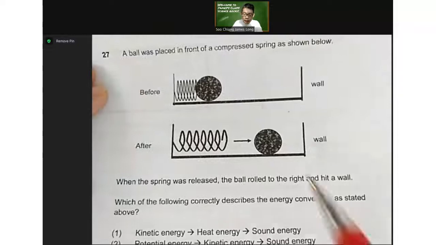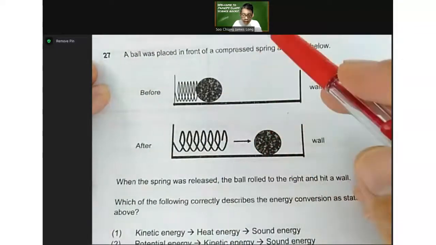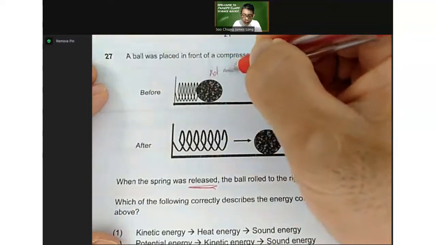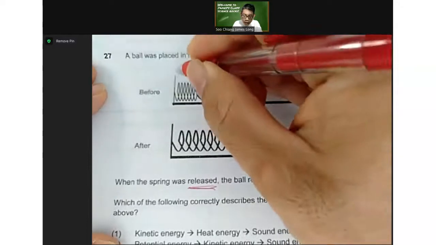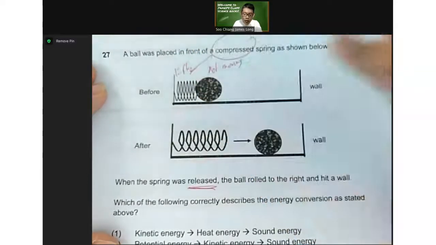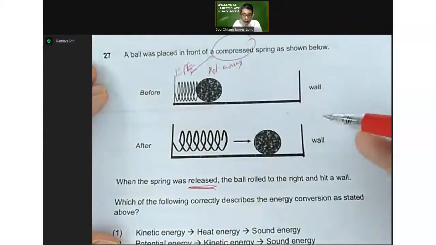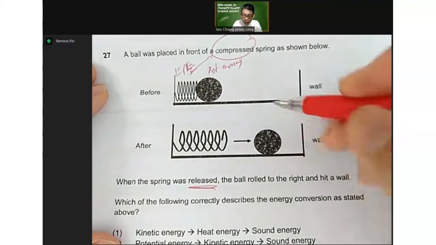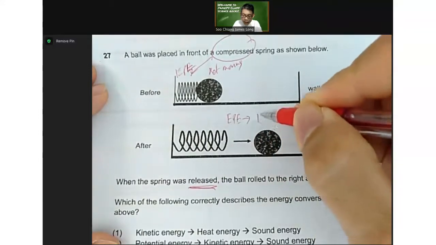A ball was placed in front of a compressed spring, then released, let go, and the ball rolled to the right. Here it was not moving at first. If it's compressed, there must be a lot of elastic potential energy stored in this compressed spring. When it's released, the ball starts to roll and hits the wall. So along the way, the EPE must have converted into kinetic energy.